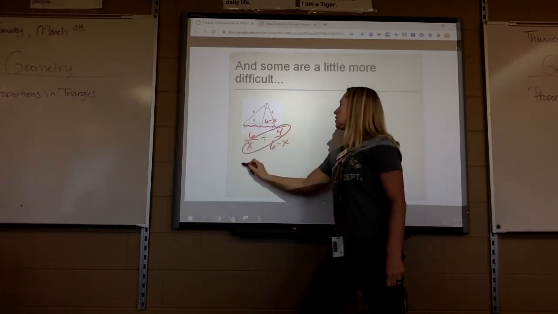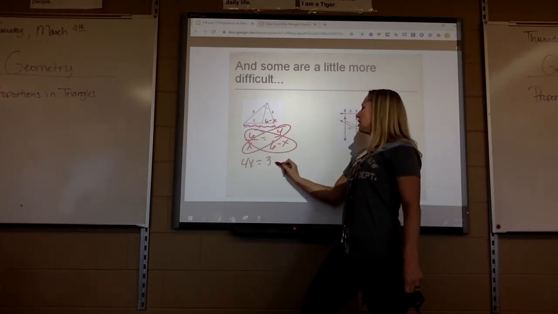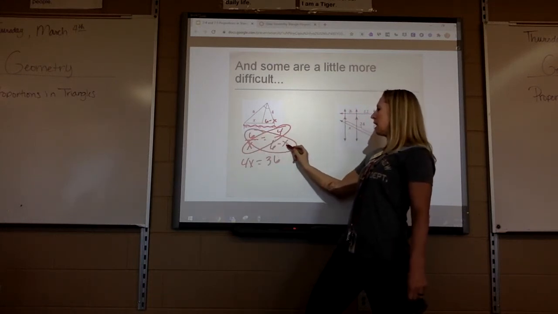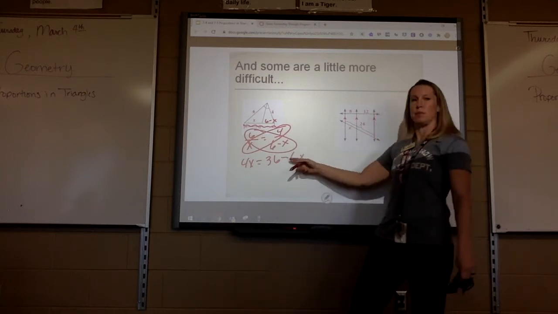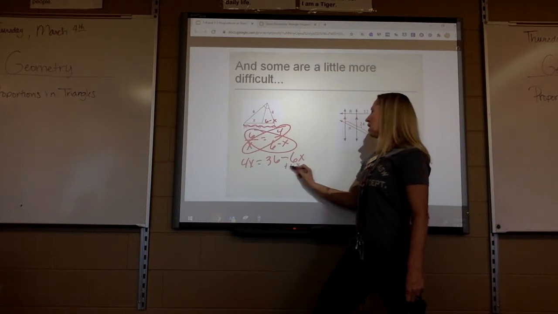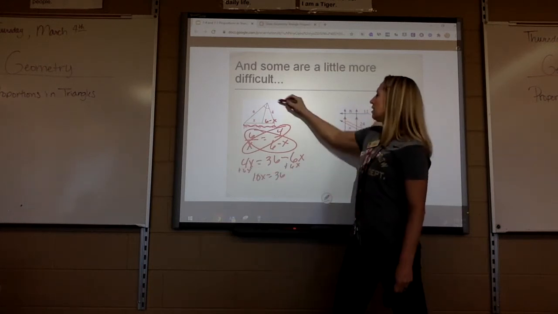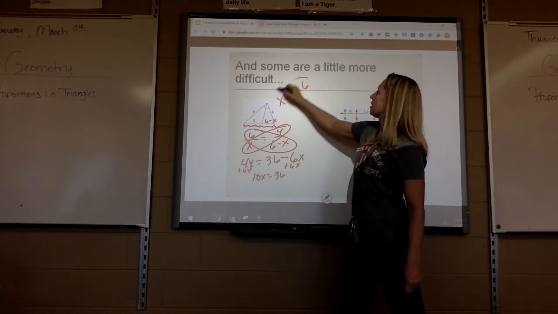So 4 times x is 4x. 6 times 6 is 36. 6 times negative x would be negative 6x. Be careful there. Plus the 6x on both sides. So 10x equals 36. 3.6.